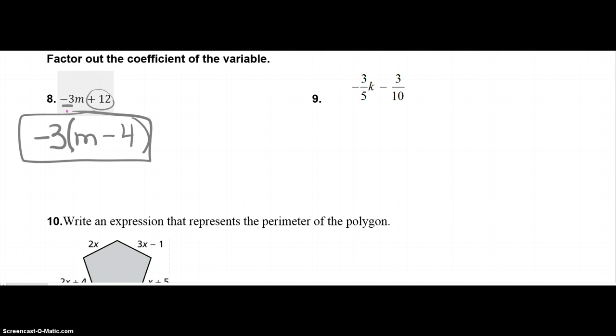A quick way to make sure that's correct, if we take this negative 3 and distribute it, it'd be negative 3 times m, which would be negative 3m, and negative 3 times a negative 4, which is a positive 12, and that's exactly what we started with. So we know that we've got that one correct.